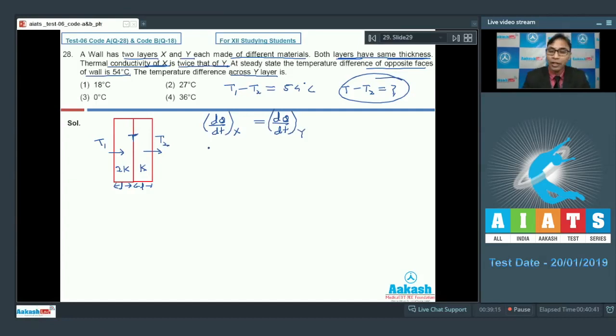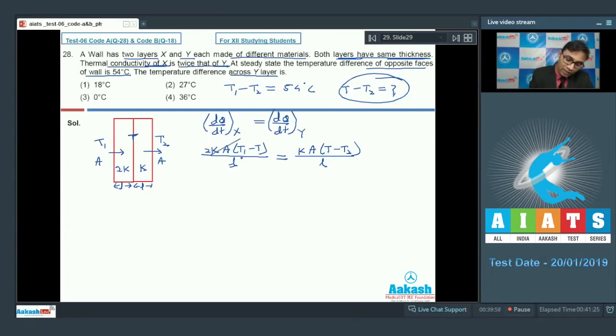We know that the formula of the heat flow rate is KA delta T upon L, where A is the area, K is the conductivity, delta T is the temperature difference, and L is the thickness or length. So according to the question, X has thermal conductivity 2K. Both will have the same area. So A delta T will be T1 minus T divided by the thickness, that is length L. That will be equal to the conductivity K, area A, and the temperature difference will be T minus T2, and the length is L. So this will be our heat flow rate from both, and they should be equal.